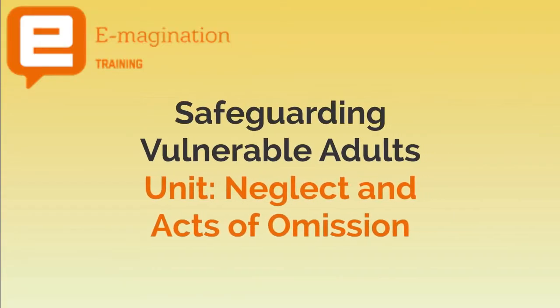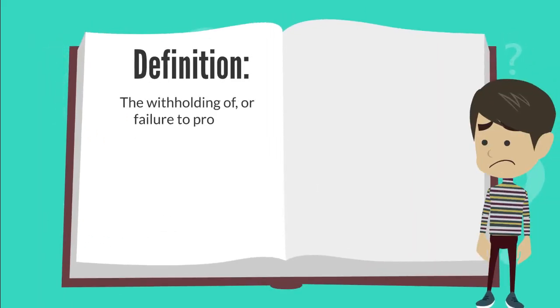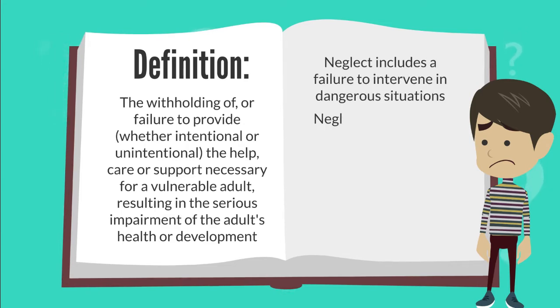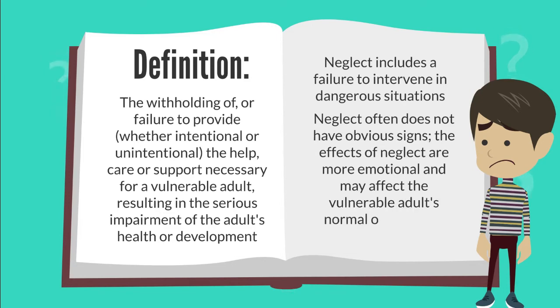We will now look at neglect and acts of omission. The definition is the withholding of or failure to provide, whether intentional or unintentional, the help, care or support necessary for a vulnerable adult, resulting in the serious impairment of the adult's health or development. Neglect includes a failure to intervene in dangerous situations. Neglect often does not have obvious signs. The effects of neglect are more emotional and may affect the vulnerable adult's normal or expected development.